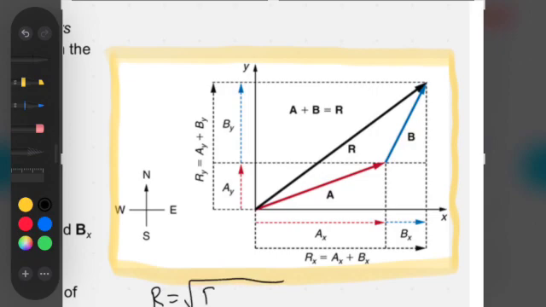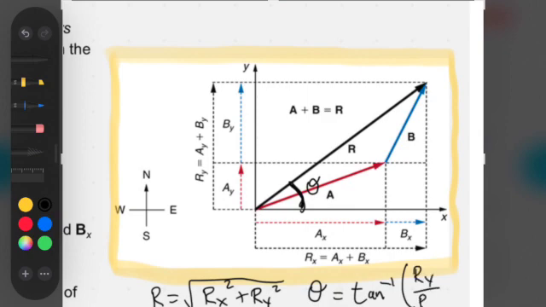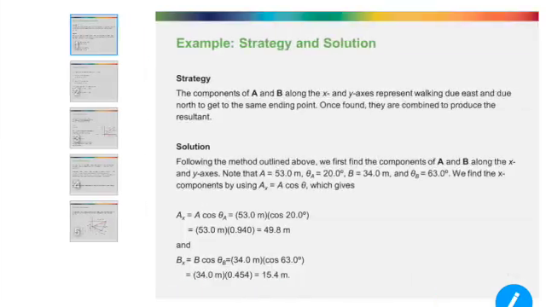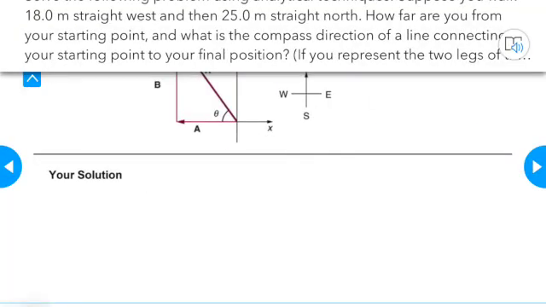is the square root of Rx squared plus Ry squared, and theta is equal to, where this is theta, tangent inverse of Ry over Rx. So all of that you need to draw and write. Let's get back to where we were here. Thankfully not too far away.